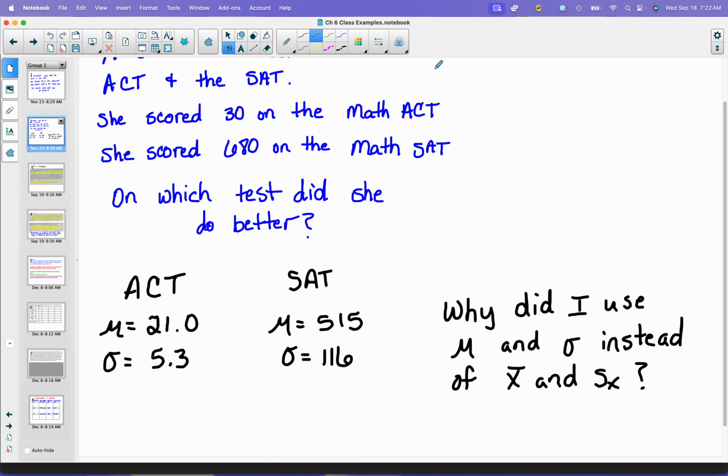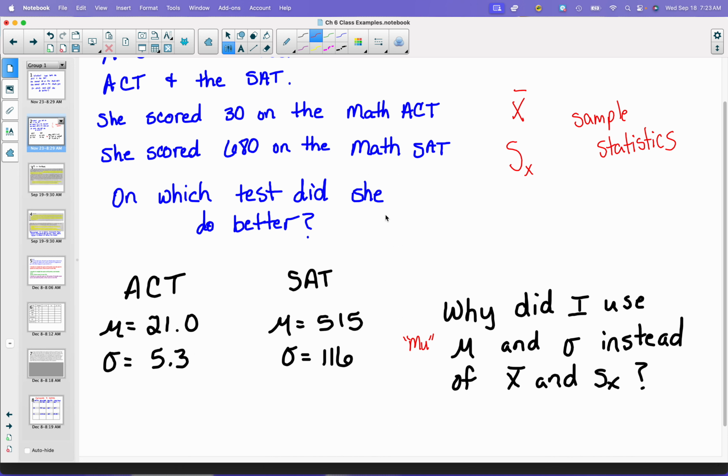Now you'll notice I use some different symbols. We had been using before x bar and s sub x, and these are called sample statistics. So x bar was the sample mean and s sub x was the sample standard deviation. Well, mu, and this is a Greek letter mu, is the population mean. That's the whole, everybody who took the ACT. That's the average math score, not just a sample.